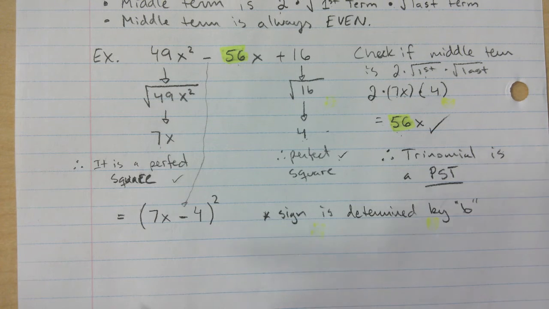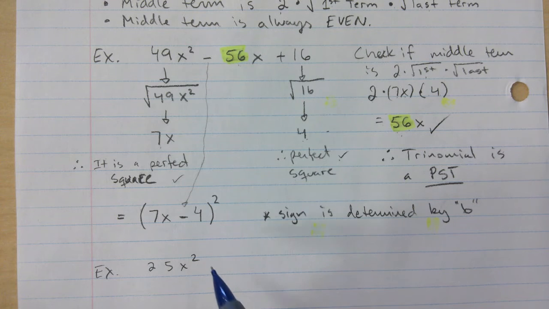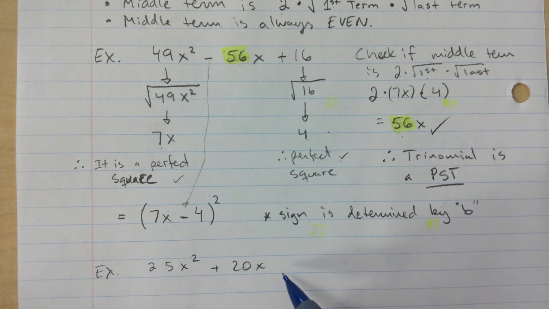So you can have another example here: 25x squared plus 20x plus 4.